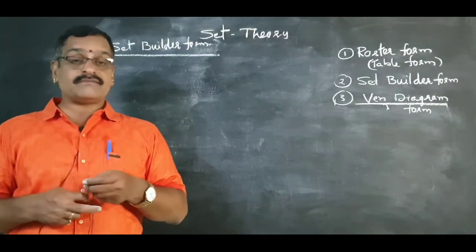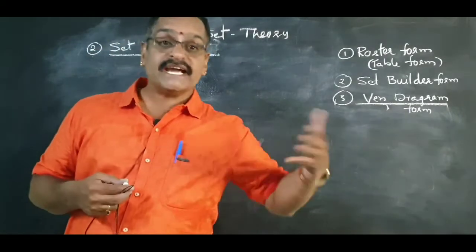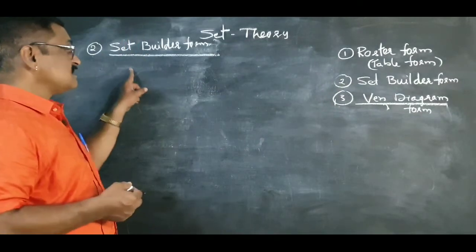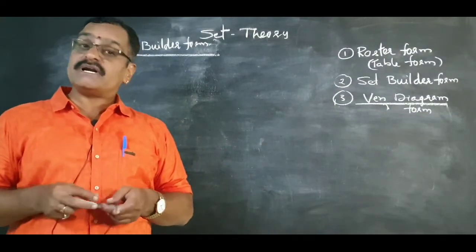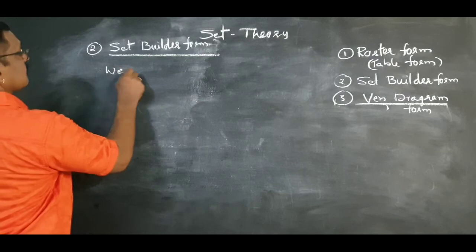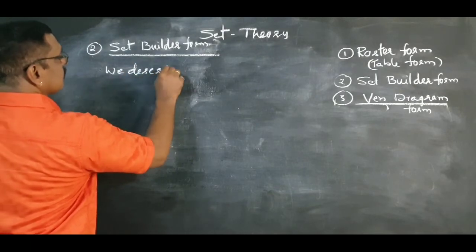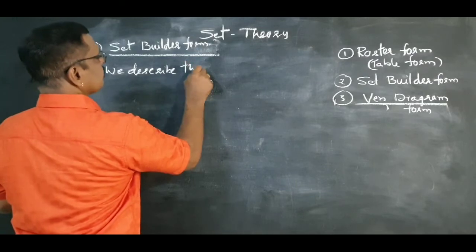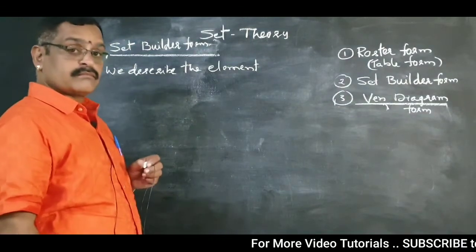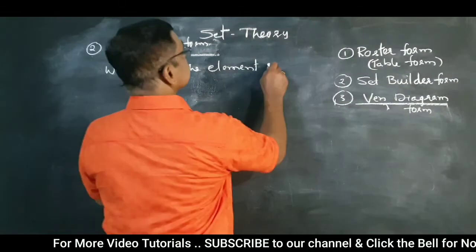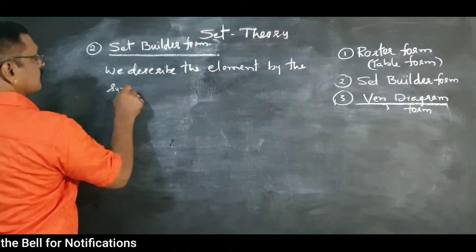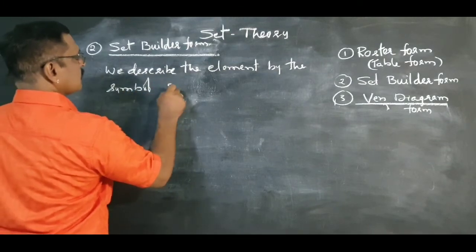So, to represent a set which has many elements, roster form is not suitable. In this case, we use set builder form. In set builder form, how do we write? We describe the elements which have that property by the symbol x.